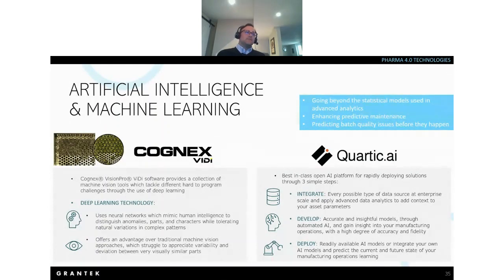The first is Cognex's ViDi deep learning vision software, which takes machine vision to the next level. ViDi makes life so much easier when you need to identify defects on very small or very similar parts, like vials. Quartic AI is an open AI platform that lets you deploy AI and machine learning models to drive insights into the manufacturing process that may previously have been hidden.